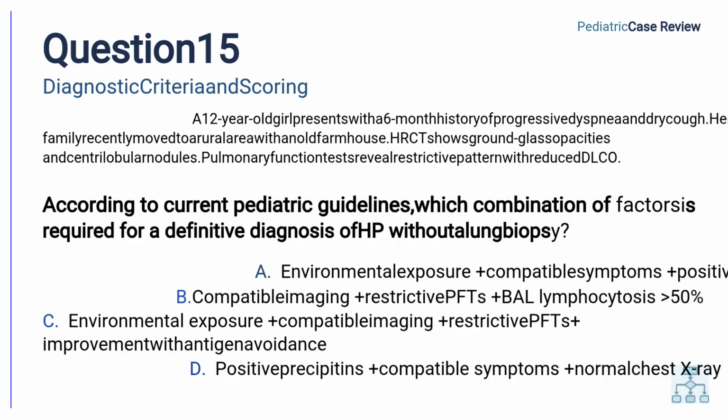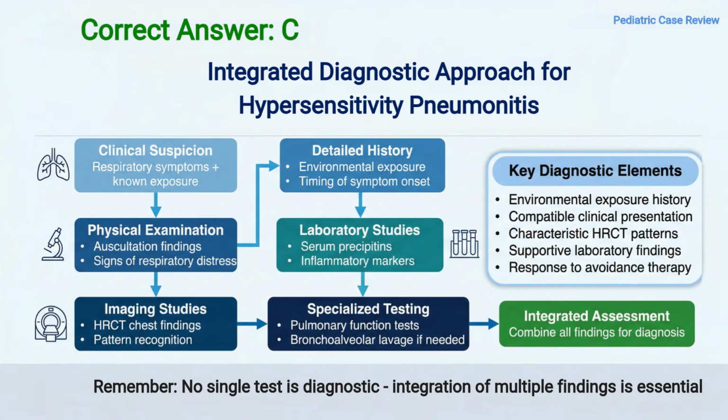lung biopsy? Option A. Environmental exposure plus compatible symptoms plus positive serum precipitants. Option B. Compatible imaging plus restrictive pulmonary function tests plus bronchoalveolar lavage lymphocytosis above 50%. Option C. Environmental exposure plus compatible imaging plus restrictive pulmonary function tests plus improvement with antigen avoidance. Option D. Positive precipitants plus compatible symptoms plus normal chest X-ray. The correct answer is option C. Environmental exposure plus compatible imaging plus restrictive pulmonary function tests plus improvement with antigen avoidance.